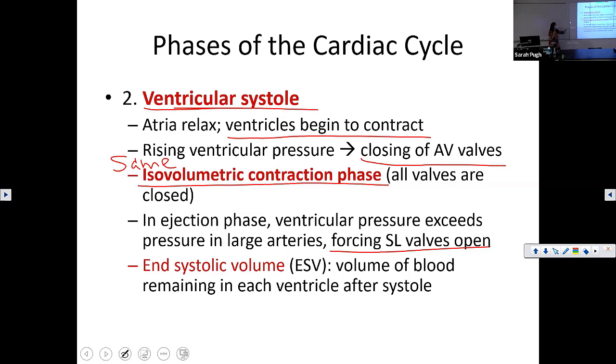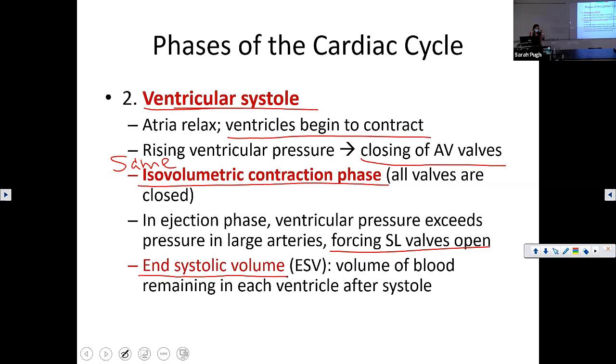That in my mind is what I always think about when I think about this ejection phase. So you've got this ventricle that is squeezing until eventually that semilunar valve pops open and the blood can get ejected, okay? And once that blood is gone, we say it's called the end systolic volume.